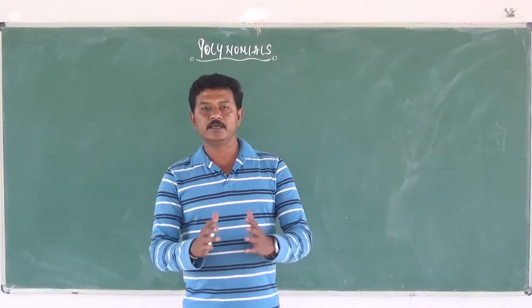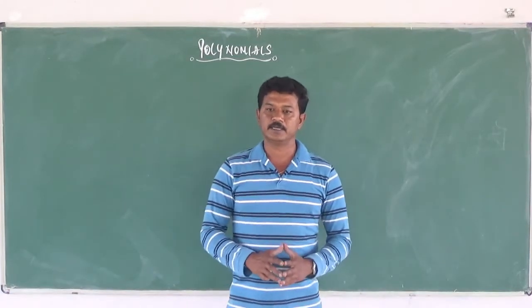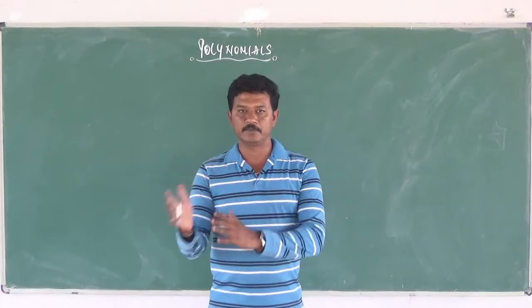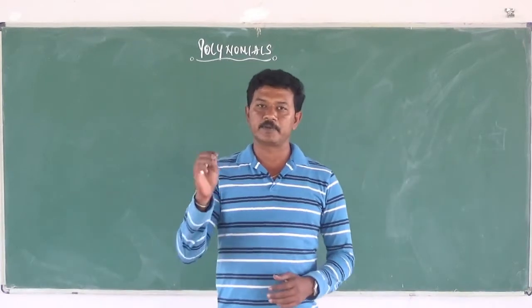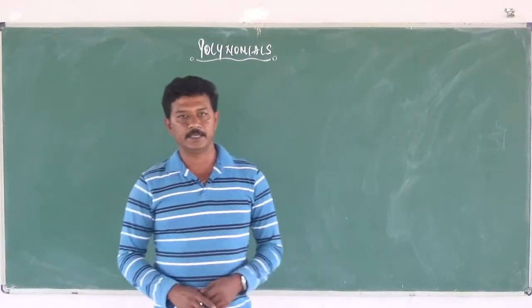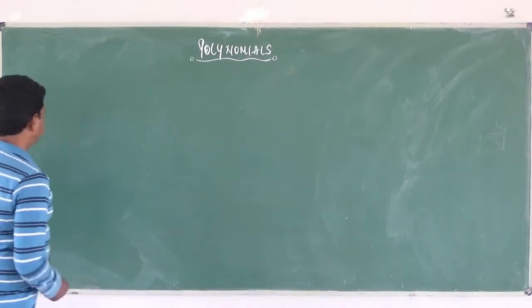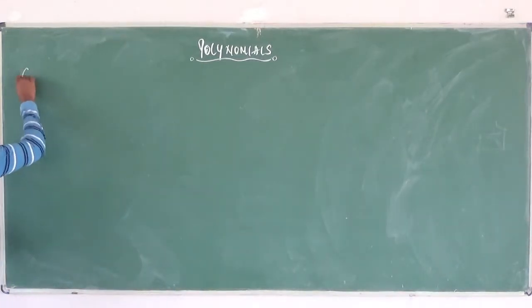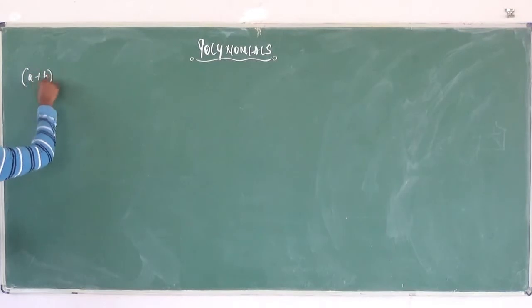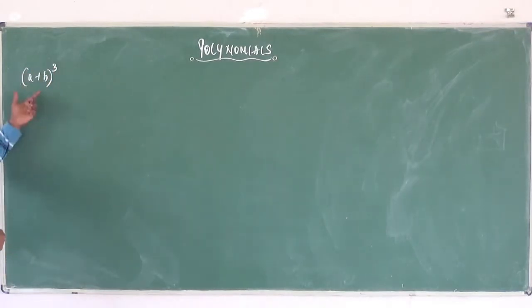In this session we'll derive the formula for the cubing of a binomial, and we'll solve very simple problems on the particular identity. Alright, so now let us go with this: (a + b)³. So the binomial a + b is raised to the power 3 here.